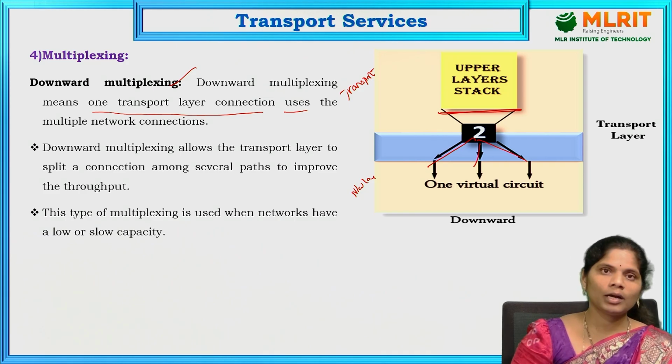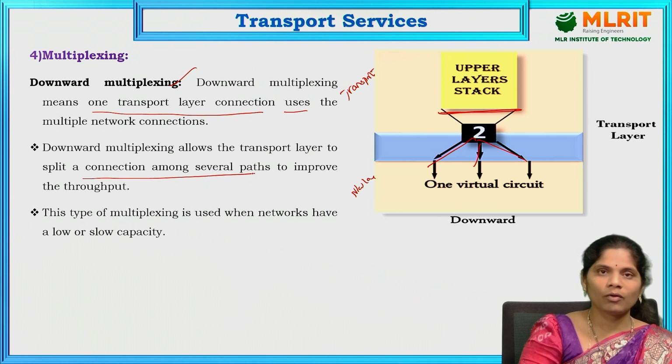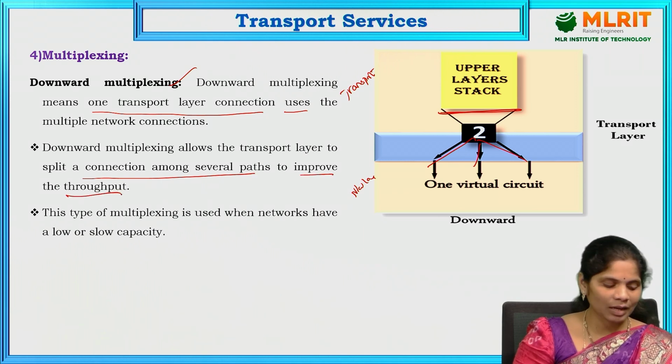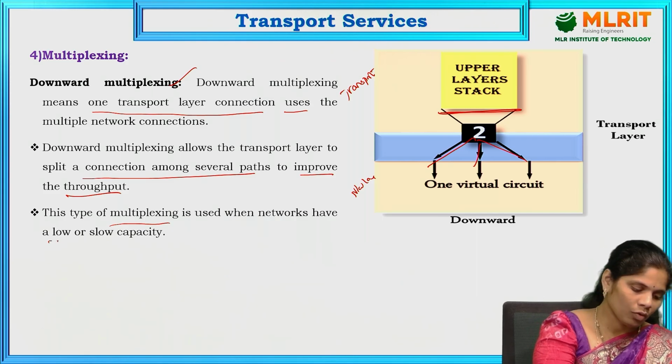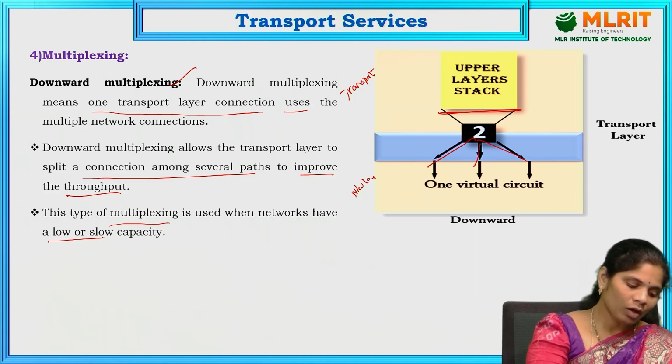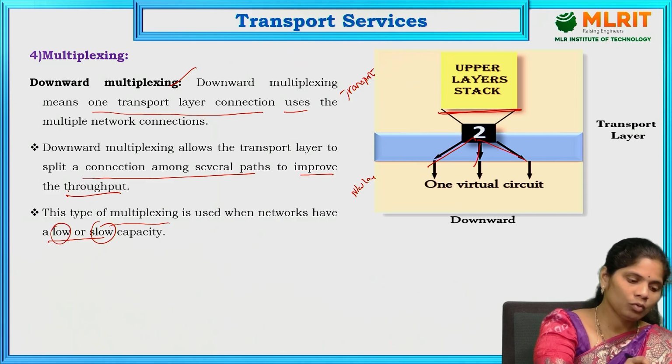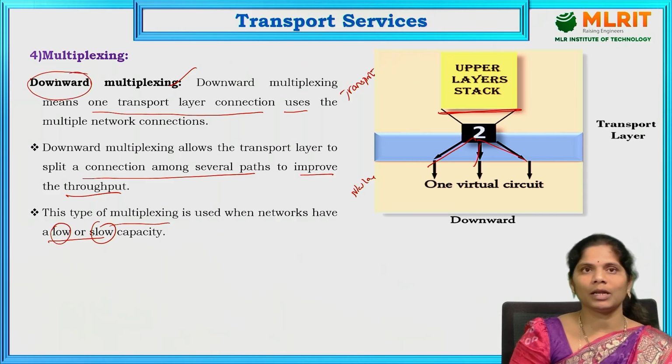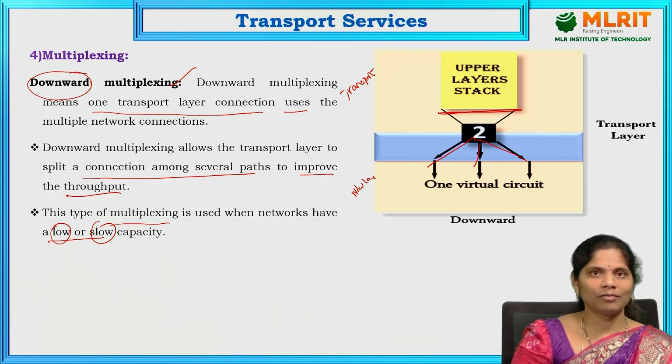Downward multiplexing allows the transport layer to split the connection among several paths to improve the throughput. This type of multiplexing is used where the network capacity is low or slow. That is the meaning of multiplexing.